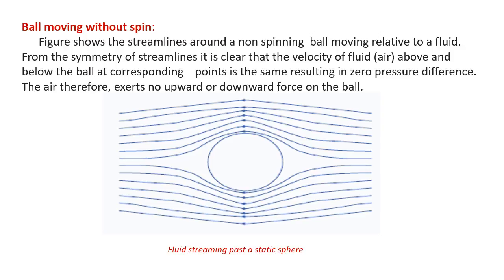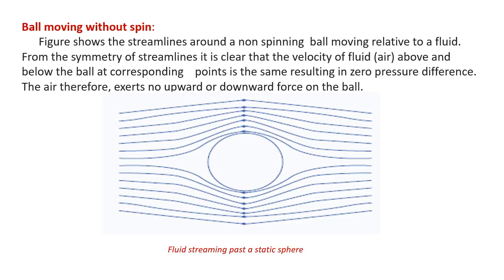The figure shows the streamlines around a non-spinning ball moving relative to a fluid. From the symmetry of streamlines, it is clear that the velocity of air above and below the ball at corresponding points is the same, resulting in zero pressure difference. The air therefore exerts no upward or downward force on the ball.